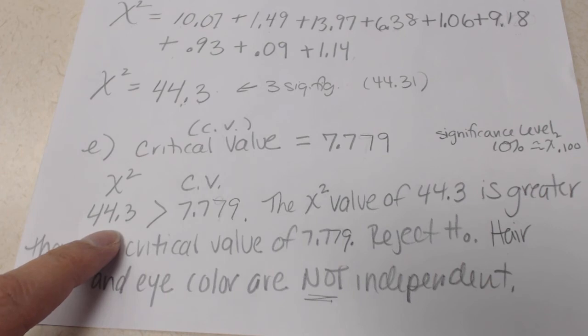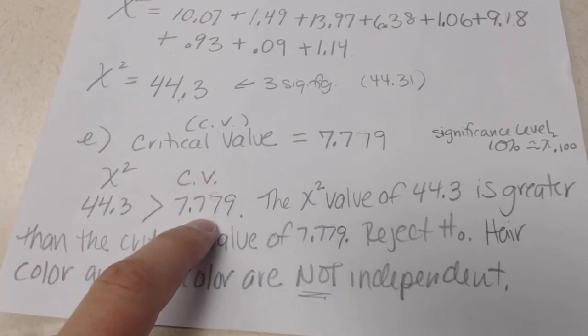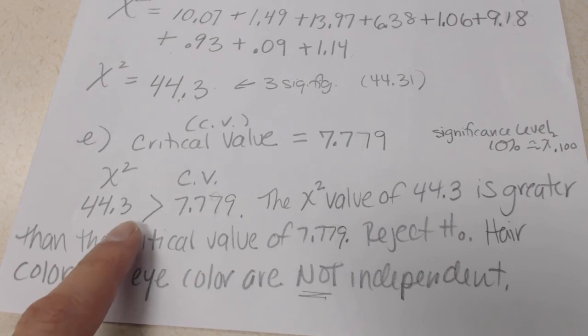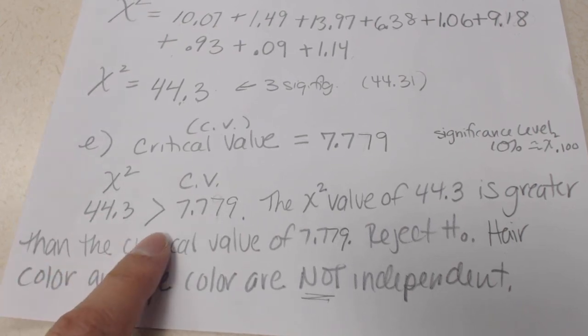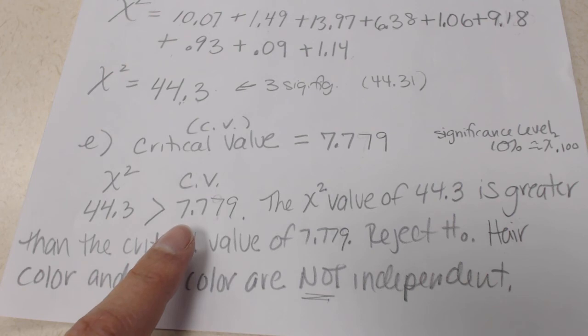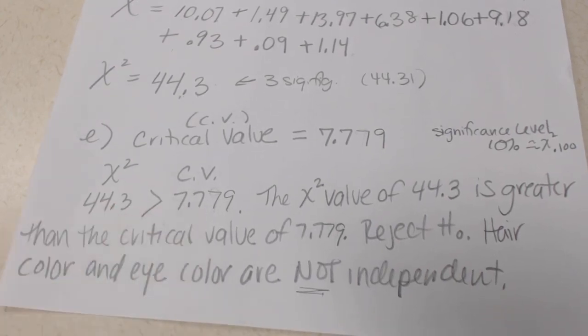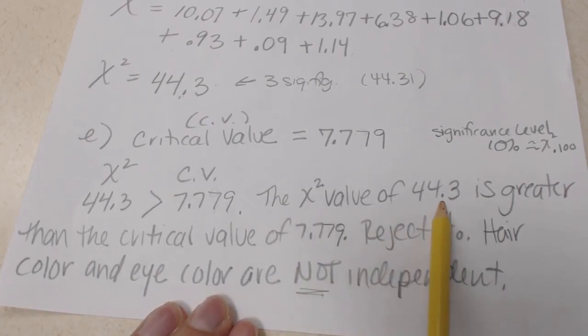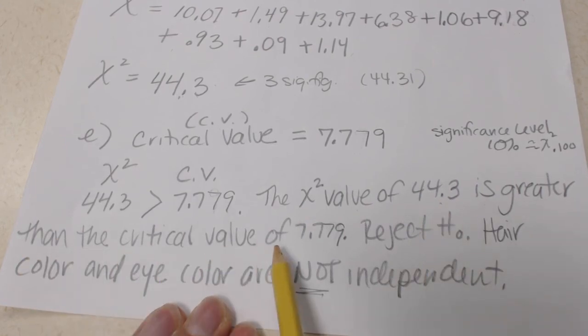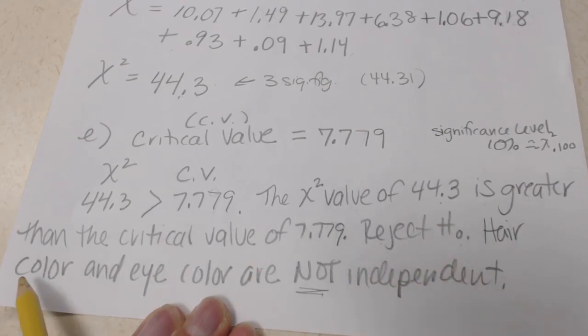Underneath chi-squared, I wrote my 44.3. Underneath my critical value, I wrote 7.779. In comparing them, I see that 44.3 is greater than 7.779. When it's greater than, you reject H sub O. That's what it says in our sheet. It is in the rejection region because this is substantially bigger than my critical value. So let's see what I would write as a sentence. The chi-squared value of 44.3 is greater than the critical value of 7.779. Reject H0. Hair color and eye color are not independent.